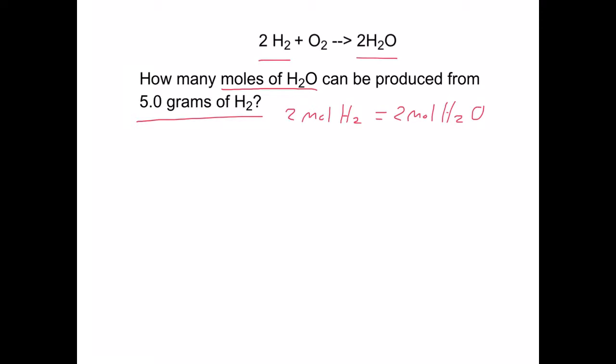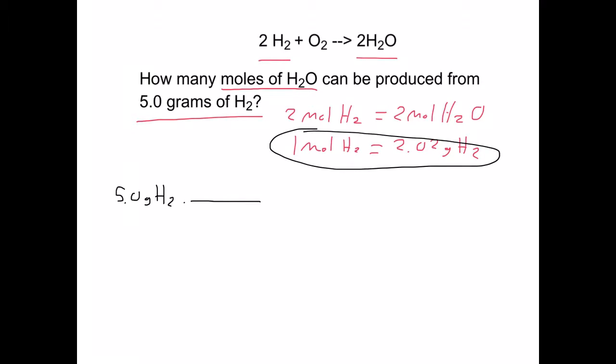So the other relationship that will be necessary is that 1 mole of H2 is equal to the molar mass, which is 2.02 grams of H2. So since we have 5.0 grams of H2, and that's our given, we have to write this down first. 5.0 grams H2. And our first conversion is going to need to get us away from grams and get to moles by using the relationship 1 mole of H2 is equal to 2.02 grams of H2.